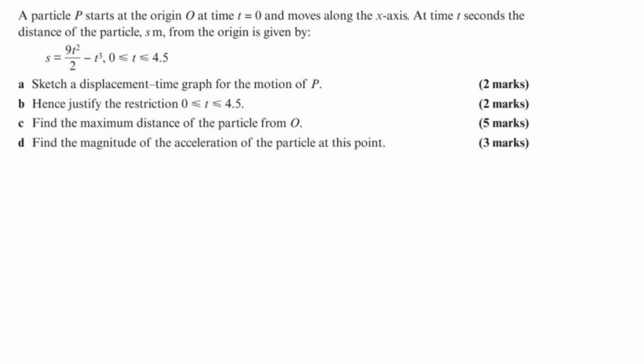Now let's look at this question. A particle P starts at the origin at time equals 0 and moves along the x-axis. At time t seconds, the distance of the particle is given as this function. What would the displacement time graph look like for that? Well, let's have a sketch.